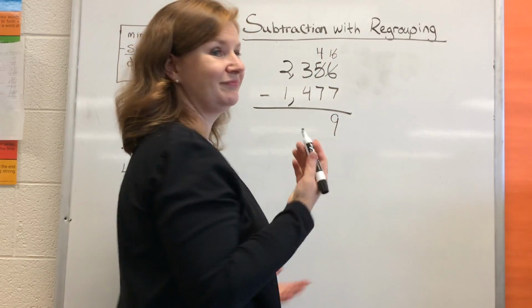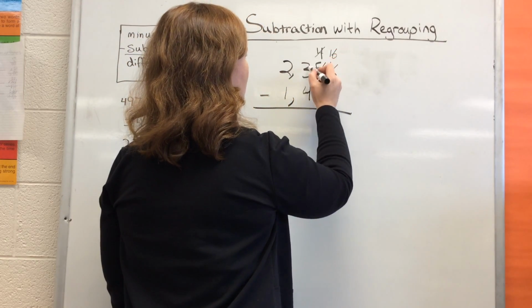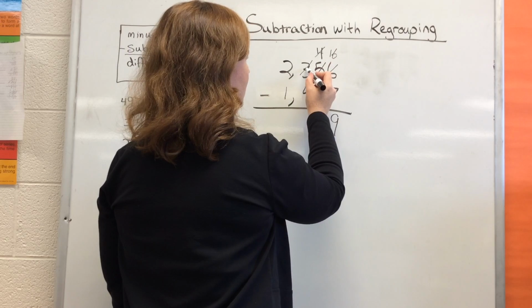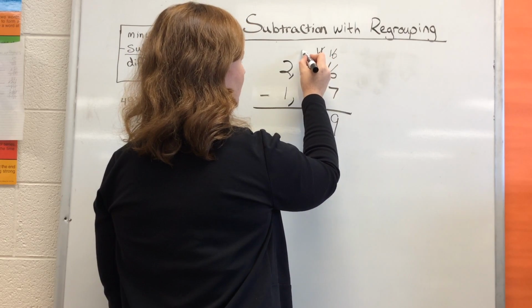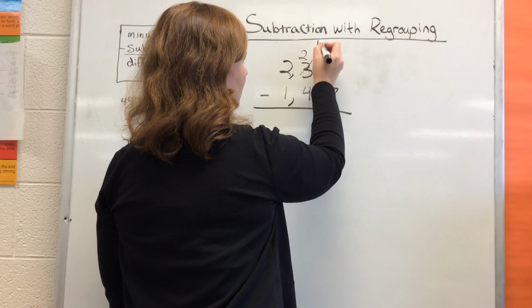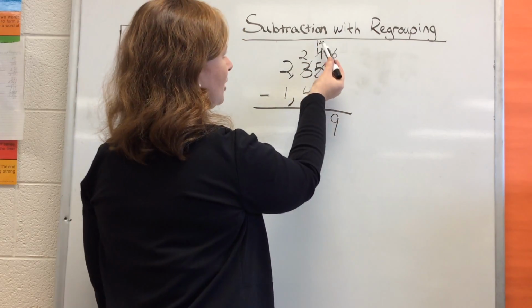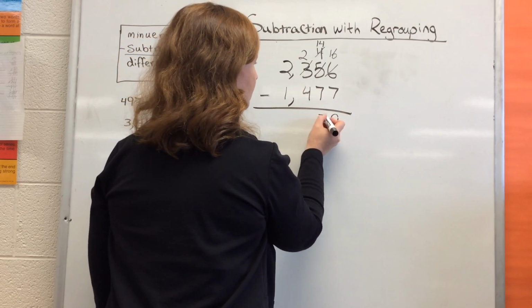4 minus 7, can't do it. 7 is bigger than 4. So I cross off 2 numbers. This 1 becomes smaller, 3 becomes a 2. This one gets bigger, I put a 1 in front of it, that becomes a 14. 4 becomes a 14. Now I can subtract. 14 minus 7 is 7.